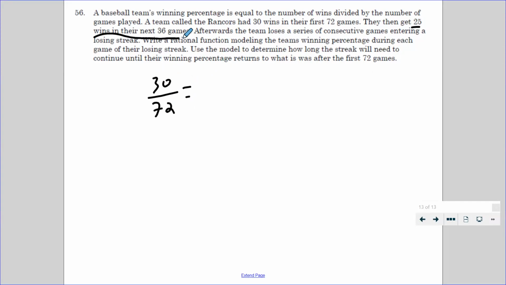Do I go back to the same win percentage of 30 over 72? Or in other words, after I won 25 games in 36 games, my new win percentage is 55 over 108. I added 25 here, from the 25 wins there. Then I added 36 here because they played a total of 36 games after that original 72. But then I go on a pretty big losing streak.